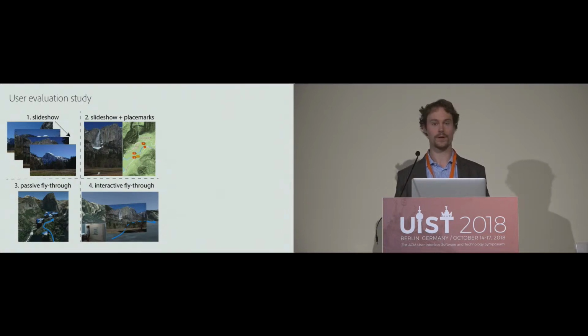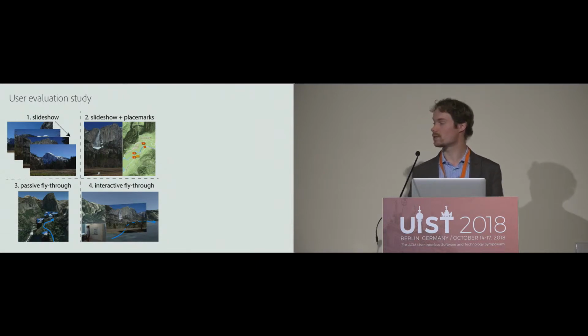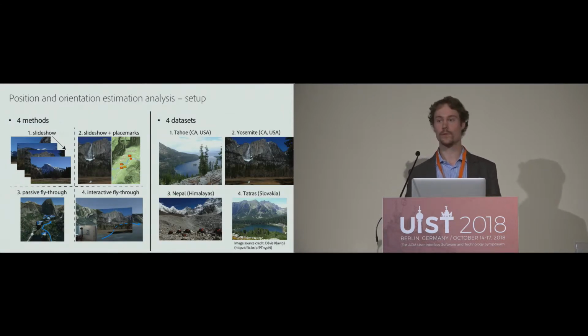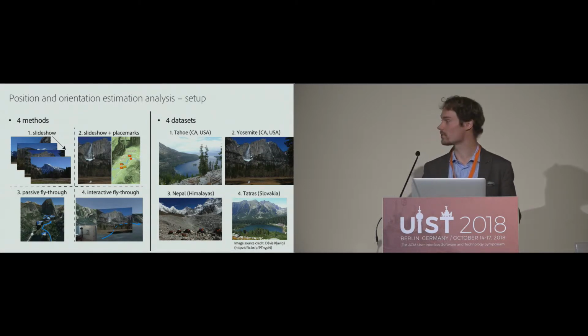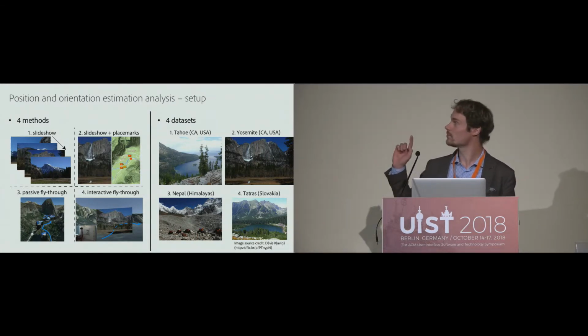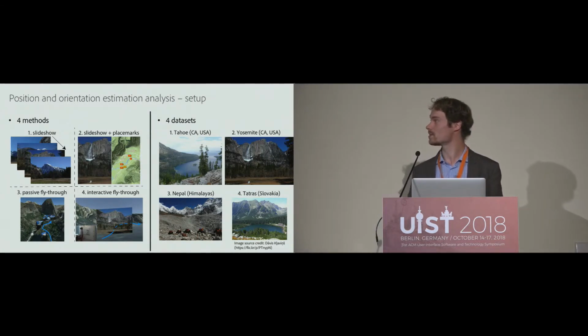The third and fourth modes are passive and interactive fly-throughs. So you basically see the position of the photograph inside the terrain and also the orientation of the camera. We also created 4 datasets for this evaluation. 3 of them contain our own images. These are the Lake Tahoe, the first demo I showed you, the Yosemite dataset, this was the immersive fly-through you already saw, then the Nepal and Tatras datasets.